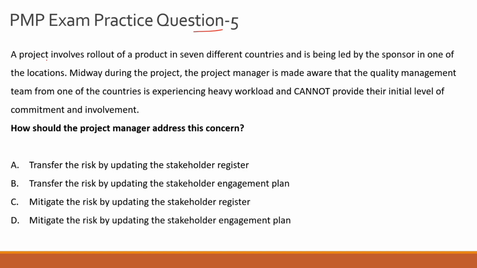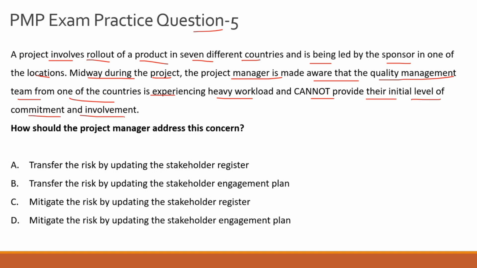Okay, so let's get started. A project involves rollout of a product in 7 different countries, and it is being led by the sponsor in one of the locations, or let's say one of the countries in this scenario. Midway during the project, the project manager is made aware that the quality management team from one of the countries is experiencing heavy workload and they cannot provide their initial level of commitment and involvement.